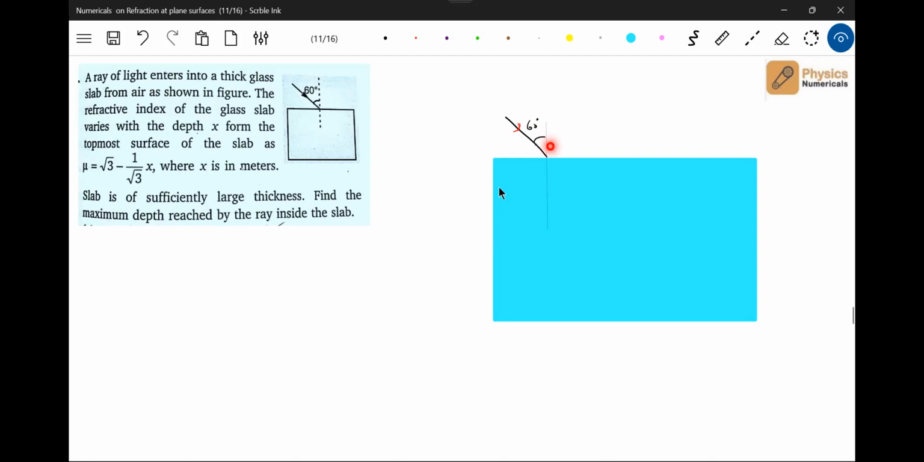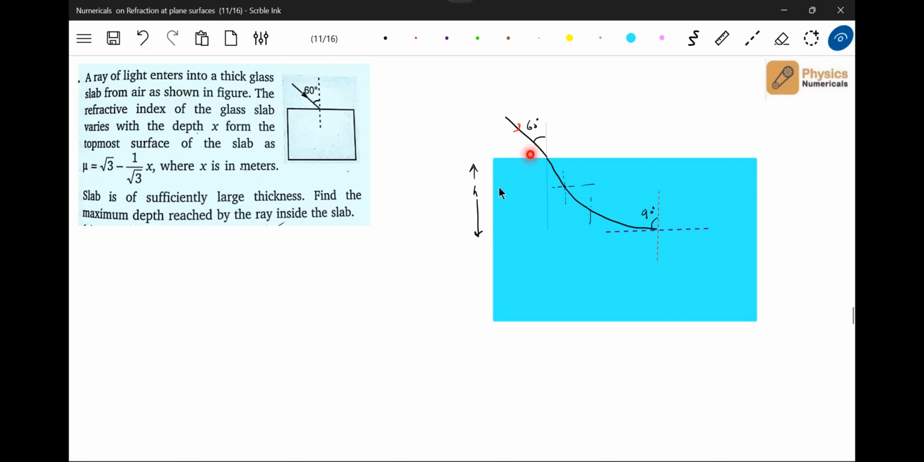No, it is moving from A. Put x equal to 0, it will have root 3. So it is moving from rarer to denser. The ray will come here. Then inside, the mu varies. So this will be the boundary. But as x increases, the mu will decrease, no? So it will bend away from normal. So therefore the ray will be, then again, finally the path of the ray will be. So here, this will be the 90 degrees. Find the maximum depth reached by the ray. This H is what is being asked.